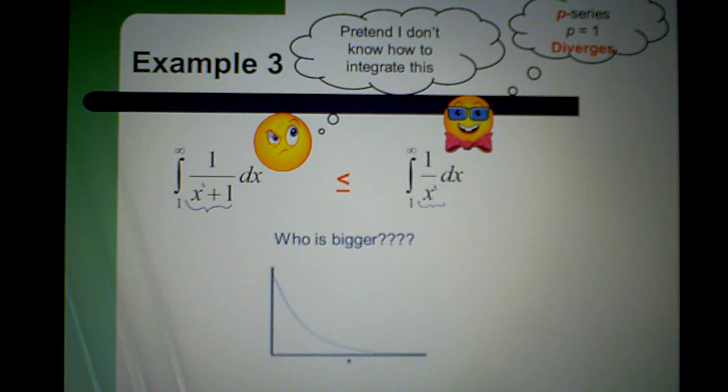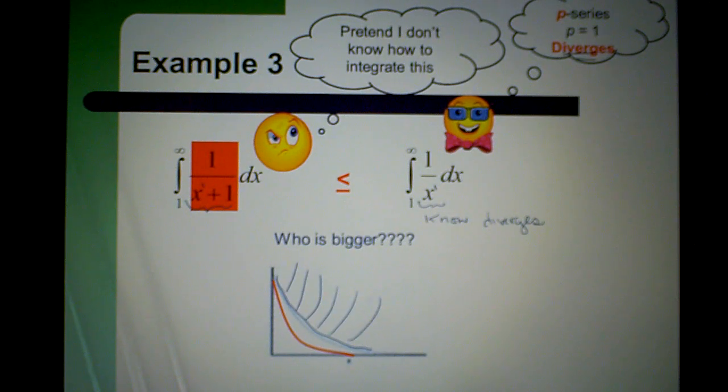But I've got a problem. This is the one I know, but I know it diverges. This one, (1 over x plus 1), is in red. It lies underneath 1 over x. 1 over x diverges. It's not going to capture the red function. It's not going to collapse on top of it. So, inconclusive.